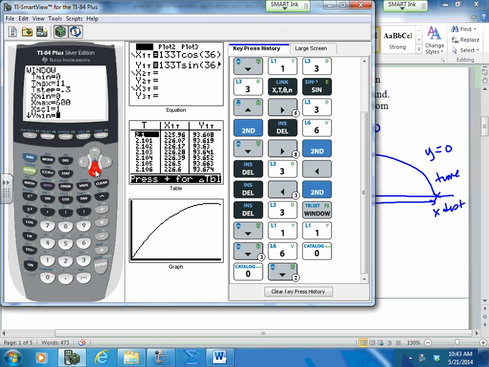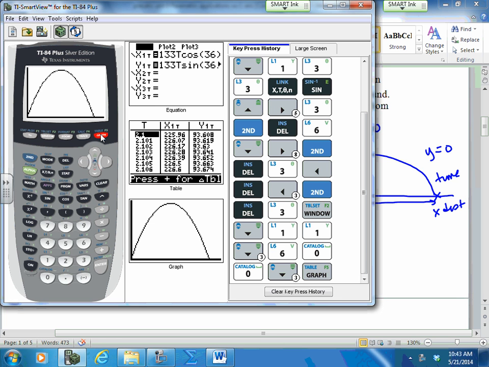And your Y max, how high does this golf ball go? Take a guess. 100 feet. Are these all feet, by the way? These are all feet. 100 feet maximum, for now. And let's graph it and see.